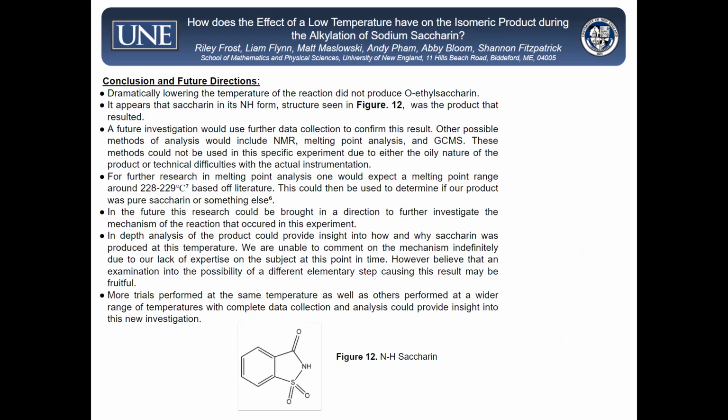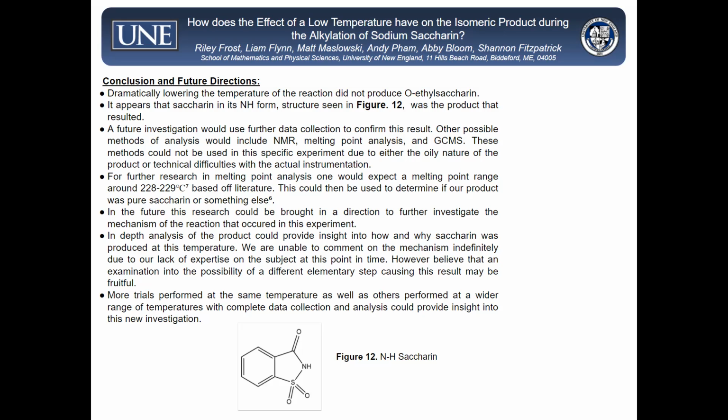In conclusion, dramatically lowering the temperature of the reaction did not produce O-ethyl saccharin. It appears that saccharin in its NH form, which is shown in figure 12, was the product that resulted. A future investigation would use further data collection to confirm this result. Other possible methods of analysis would include NMR, melting point analysis, and GC-MS. However, these methods weren't available to us during our experiment because of the oily nature of the product or technical difficulties with the instrumentation.